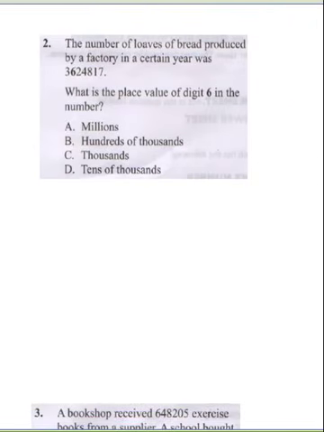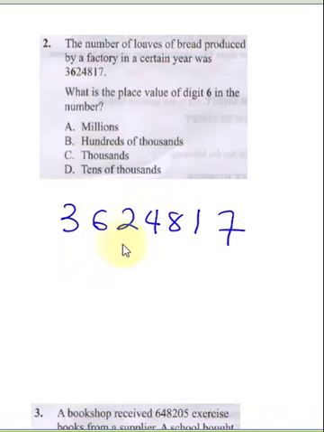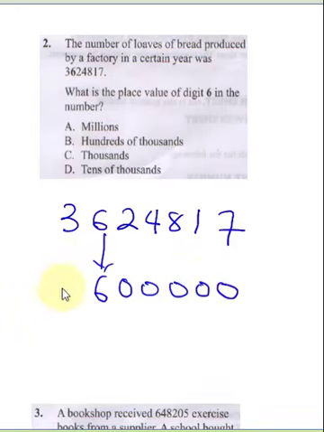Now question 2 says the number of loaves of bread produced by a factory in a certain year was 3,624,817. What is the place value of digit 6 in the number? Now, for you to get the place value of digit 6, just write out the number, then bring out 6 and change the remaining to zeros. So you can see the insignificant zeros and you have 600,000. So it's what? Hundreds of thousands. So that's the correct answer.